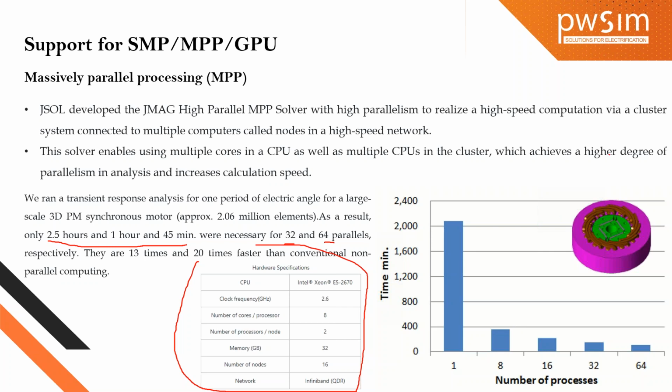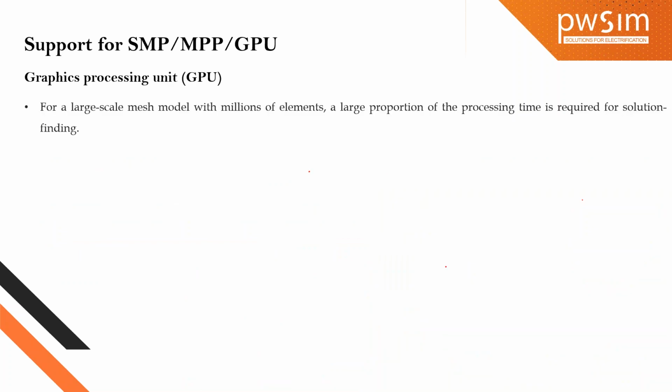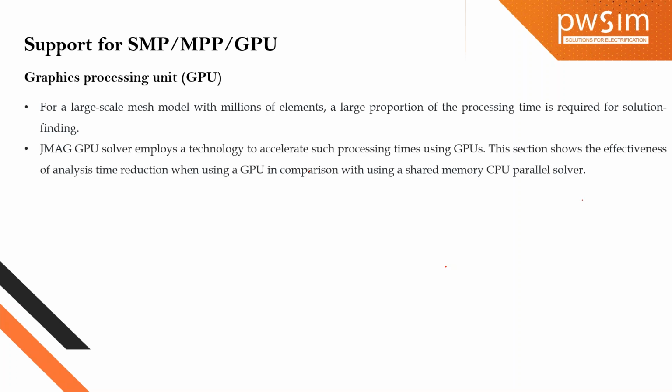This is the example for an IPM machine shown in the 3D model here. So coming to the GPU, for a large-scale mesh model with millions of elements, a large proportion of the processing time is required for solution finding. So we have an example for GPU as well. The JMAG GPU solver employs a technology to accelerate such processing times using GPU. This section shows the effectiveness of the analysis time reduction when using a GPU in comparison with using a shared memory CPU parallel solver. How the GPU solver is effective compared to CPU and MPP solver will be showcased in this presentation with an example.